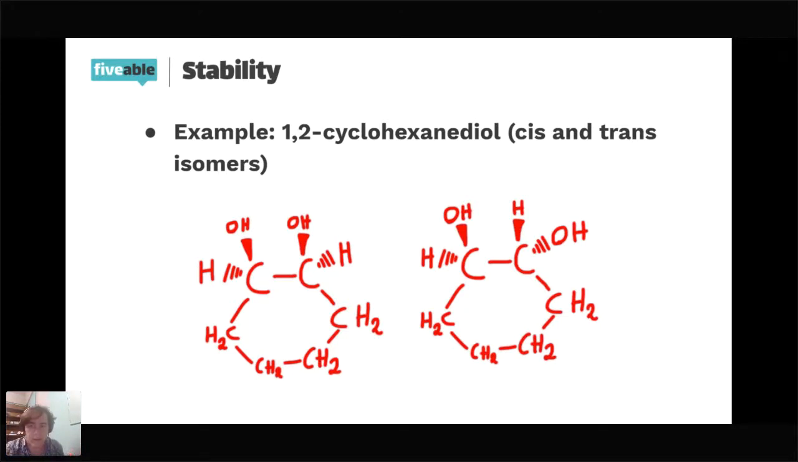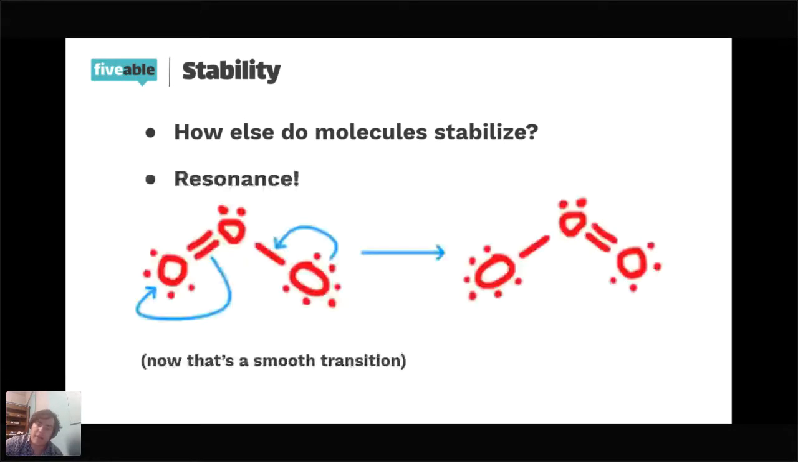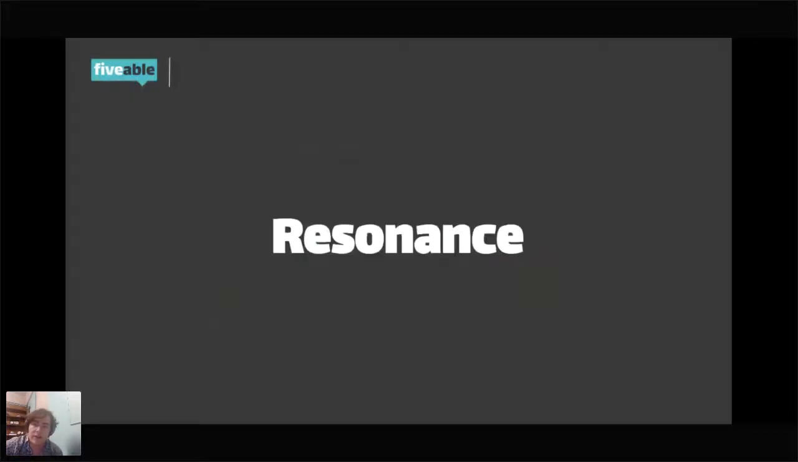Slow me down if you ever need to, by the way. So how else do molecules stabilize? Molecules stabilize by resonance. And resonance is literally just the moving of electrons. The blue arrows meaning where the electrons go, which is a very smooth transition to the next part of the stream. So the next part of the stream is resonance.